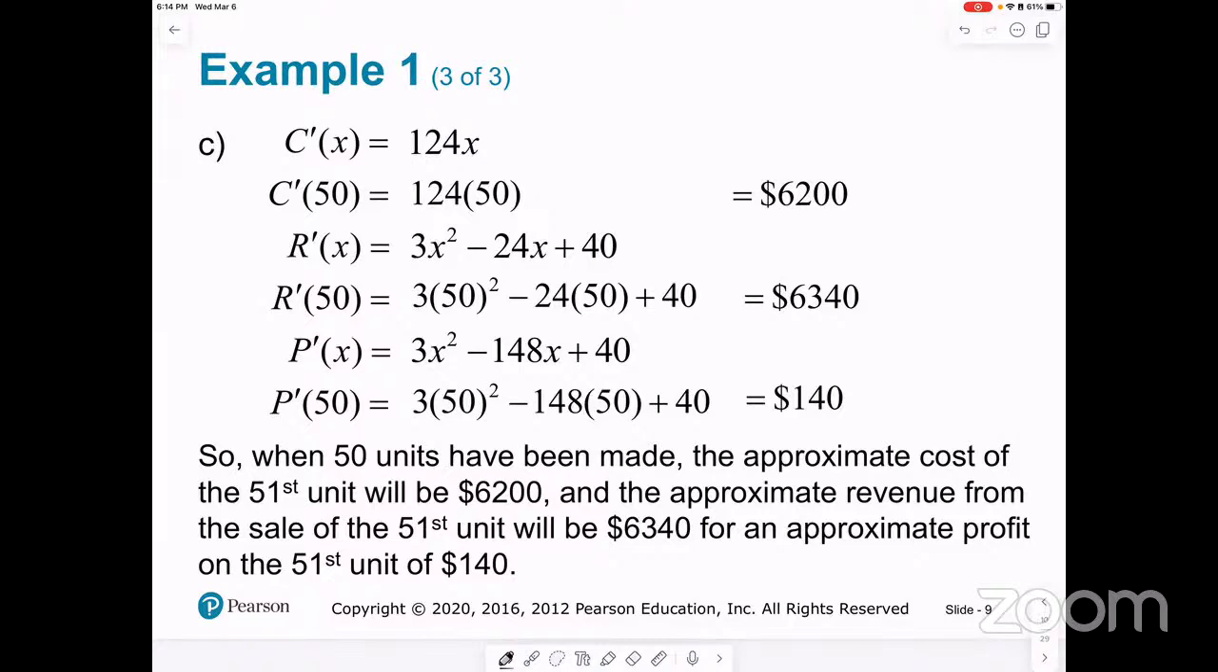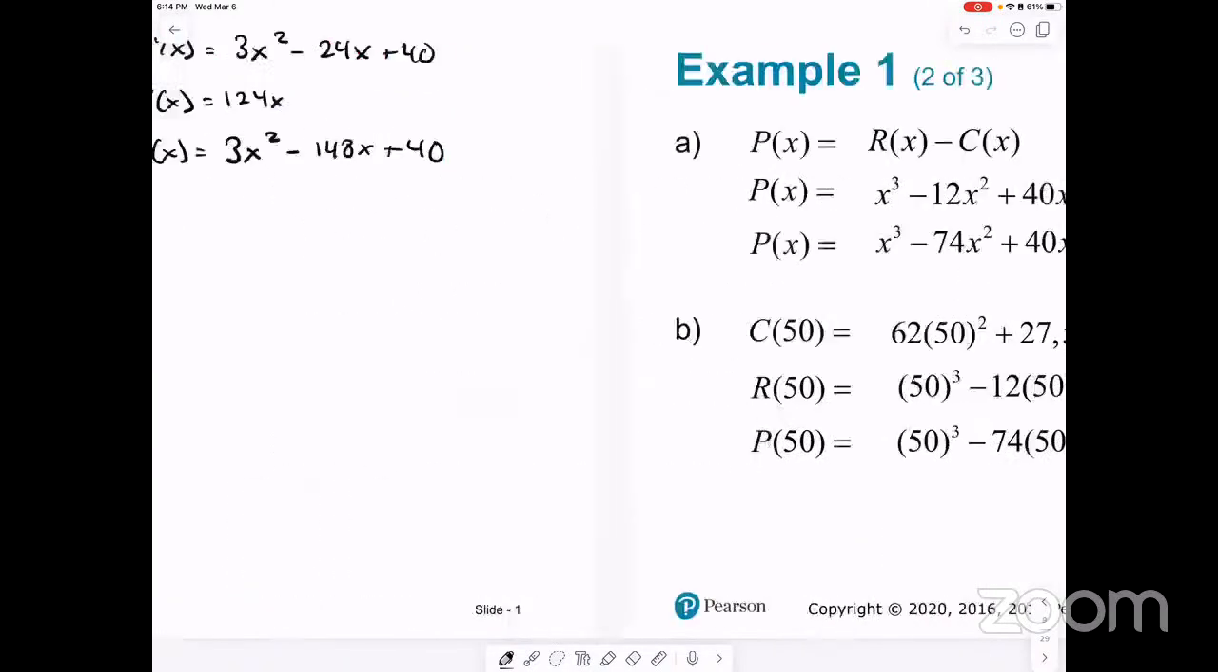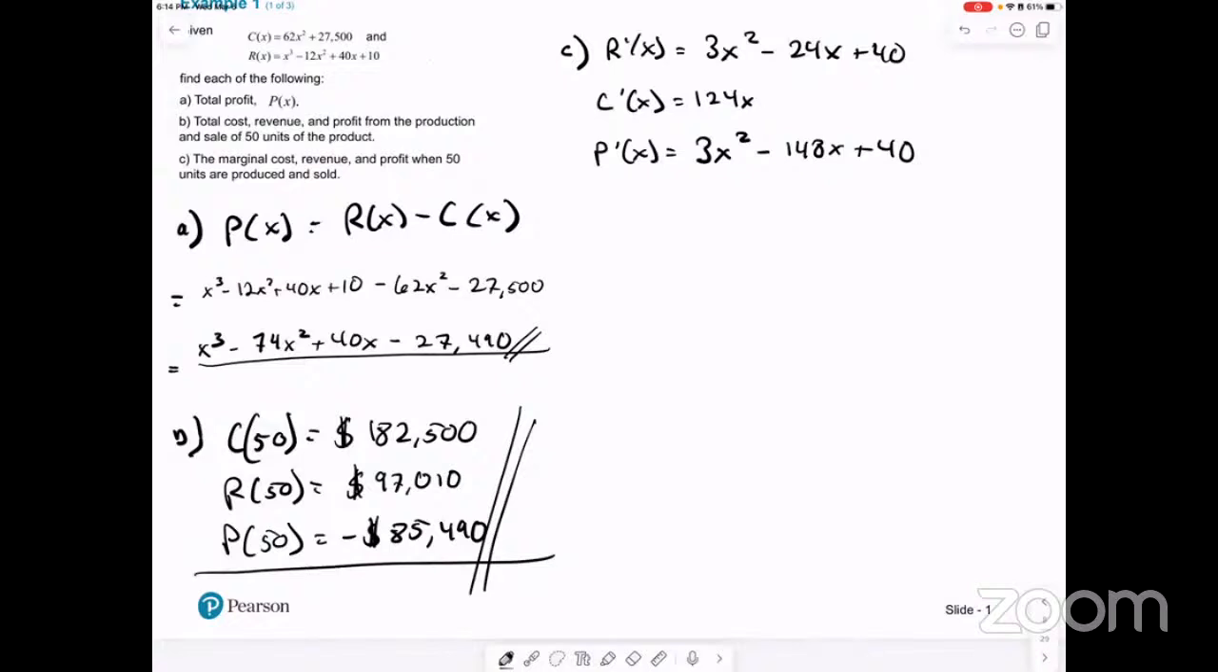Okay, that's fine. So then we want the marginal revenue from the production and sale of 50. So we would say R prime of 50. So we're going to plug 50 into that, C prime of 50, and P prime of 50. Okay.